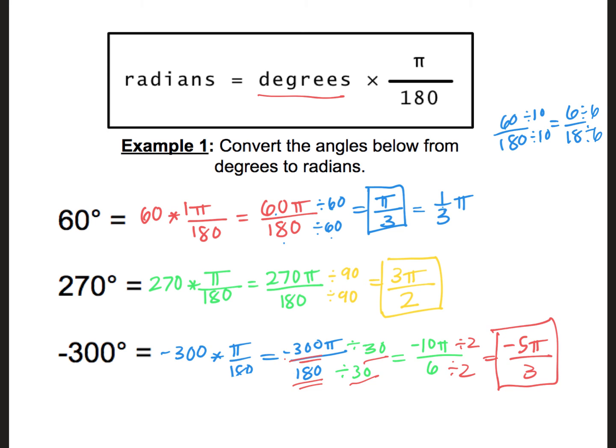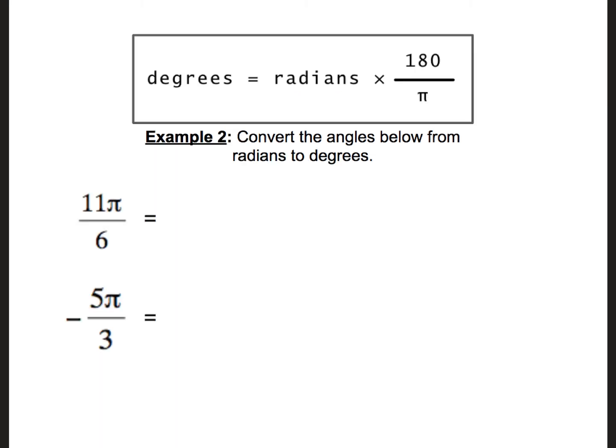All right, so let's look at your next example. This one we're going from radians to degrees. So to do that, you're going to do your radians times 180 over pi. So it's a similar formula. Just take whatever you start with, multiply by 180 over pi. So in our case, we have 11 pi over 6. We're going to do times 180 over pi.